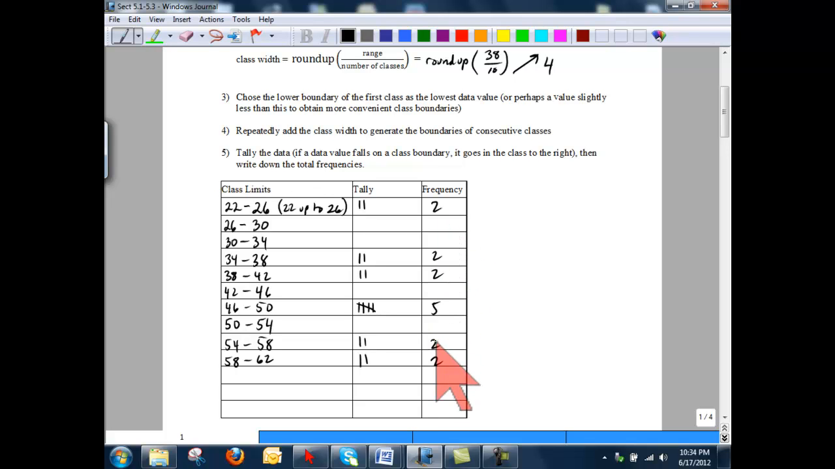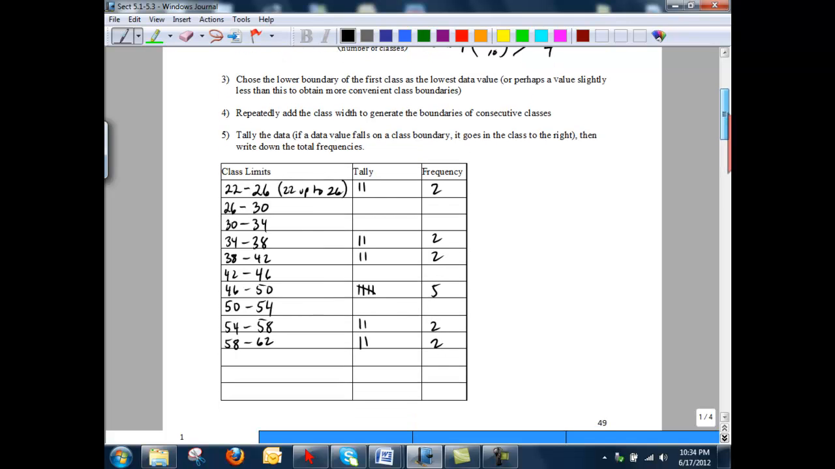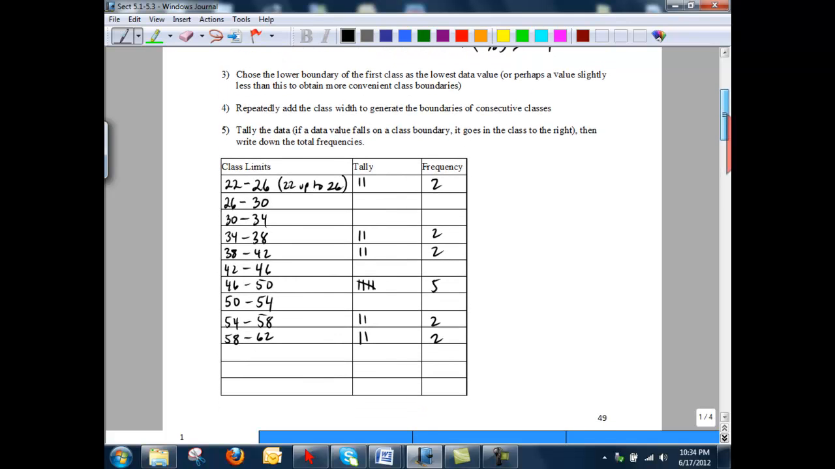You could write zeros here. Quite often you just leave it blank because it's easier actually to see a blank than it is to see a zero in a list of numbers.